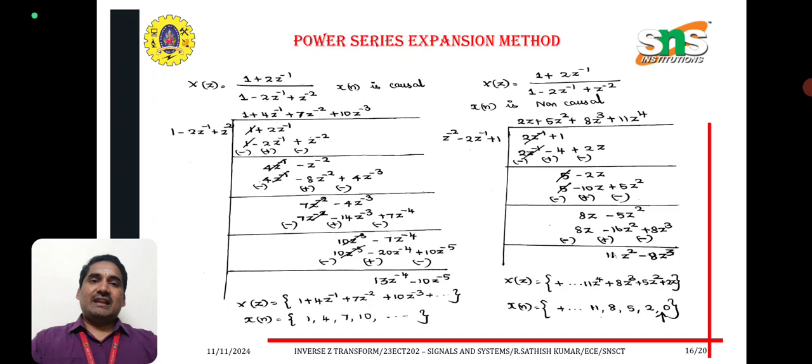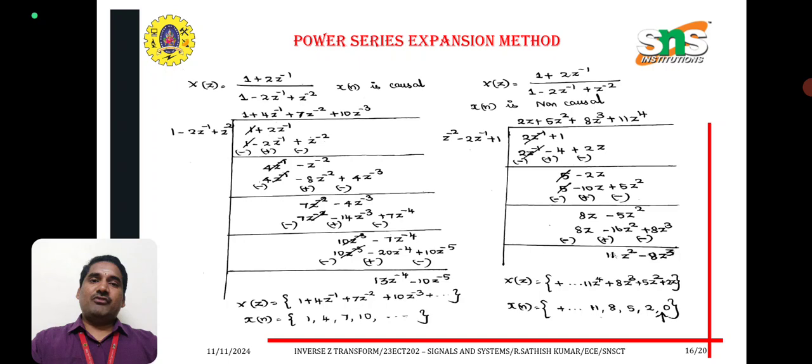Now we can see another problem. X of z is equal to 1 plus 2 z inverse divided by 1 minus 2 z inverse plus z power minus 2. Now, by applying the causal system, numerator term inside 1 into 1, we can get 1 minus 2 z inverse plus z power minus 2. 1 gets cancelled. Therefore 2 plus 2, 4 z power minus 1 minus z power minus 2.